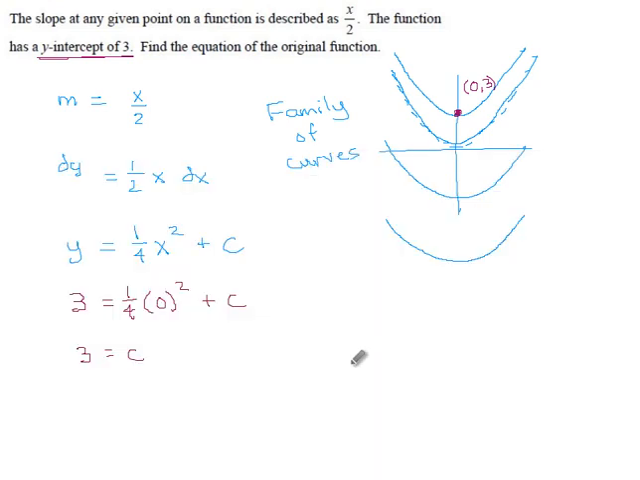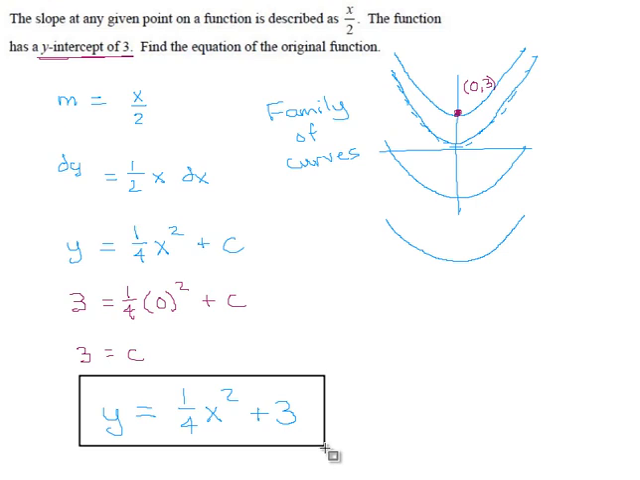So our function is y equals, we knew this part already, 1/4 x squared, plus, and now we don't have to say c anymore, we know what its value is: 3. So, ta-da, there is our original function. If you differentiate it, you'll find its derivative is 1/2 x, or x over 2, just like they said. If you find its y-intercept, well, you can tell at a glance that that's going to be 3.